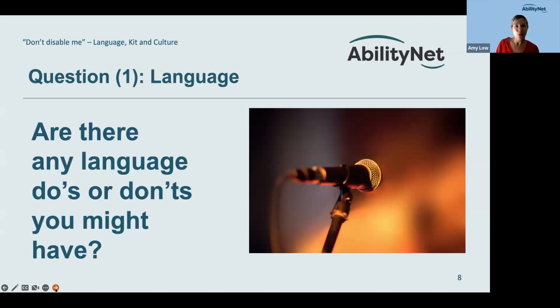So we wanted to start off with something that is so crucial to culture and can also be a point at which awkwardness tends to start for lots of people, which is around language. I just wanted to ask the panel, are there any language do's and don'ts, or perhaps just observations about the impact of language that you might have to share? Adi, shall we start with you?